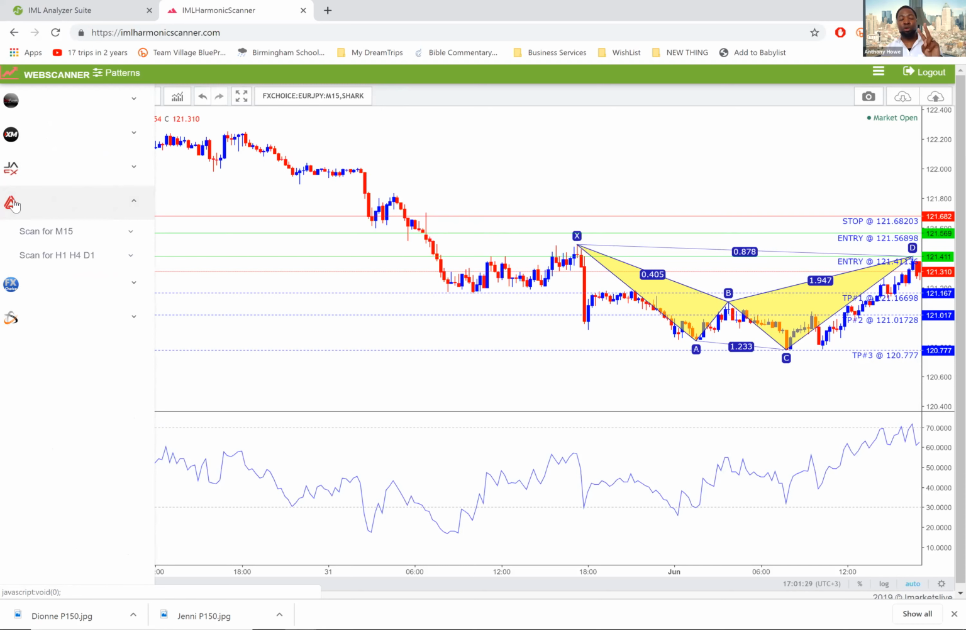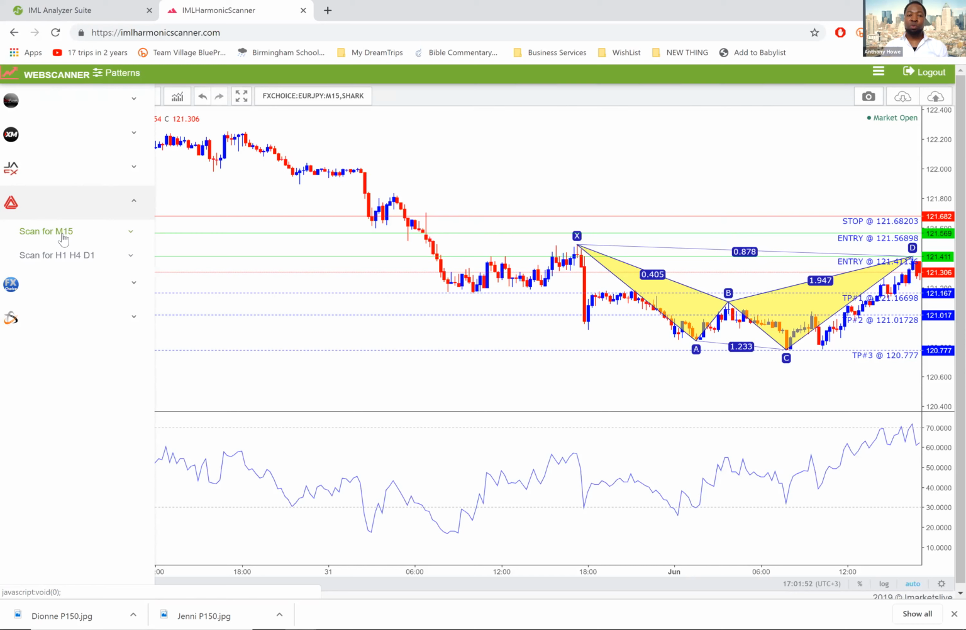That's step number 2. Step number 3 is click scan for M15. You can see 2 options there. You can either click scan for M15 or scan for H1, H4, D1. We want to click scan for M15. That means we want to look at 15-minute setups, 15-minute charts, okay? We don't want to look at the hour chart or the 4-hour chart or the daily charts. We want to look at a 15-minute chart.